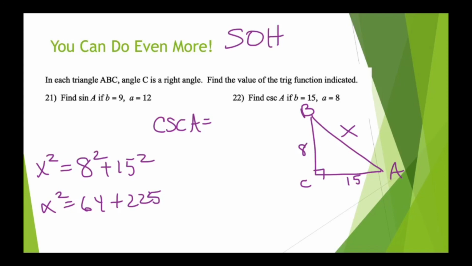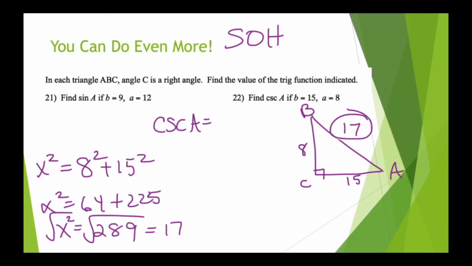You can go ahead and pause that and put that in your calculator if you need to. X squared is going to equal 289. When we take the square root of that, we're going to get a nice number, 17. So this hypotenuse is 17. The cosecant is the reciprocal of sine. So we need the hypotenuse for the numerator, which is 17. And we need the opposite, which is 8. We have found our answer.